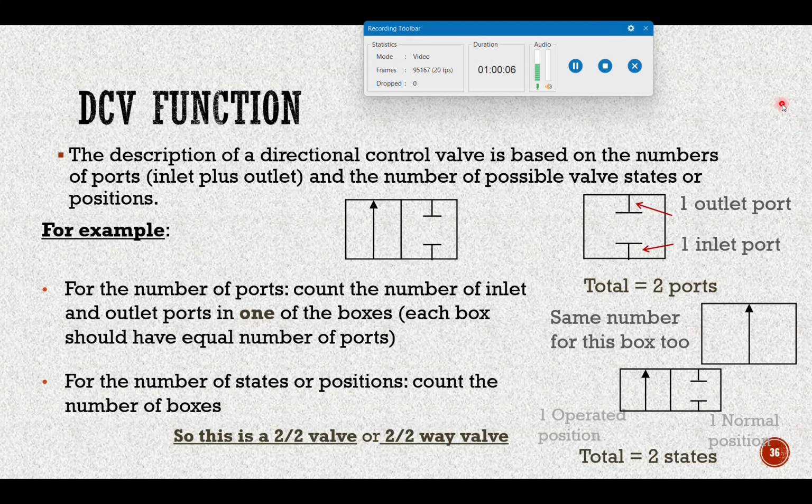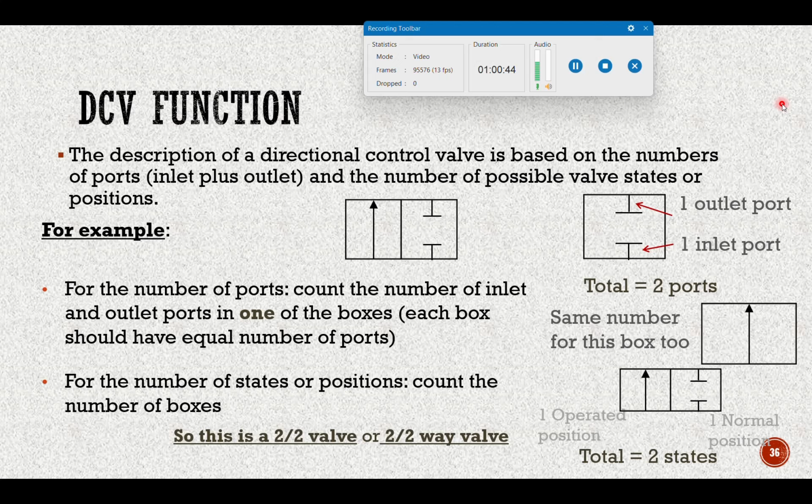Like it was described in the videos, the description of a directional control valve is based on the number of ports as well as the number of possible valve states. So you mention the ports first and then you mention the ways. Let's say you have 3 ports and 2 ways, then you have a 3/2 DCV.